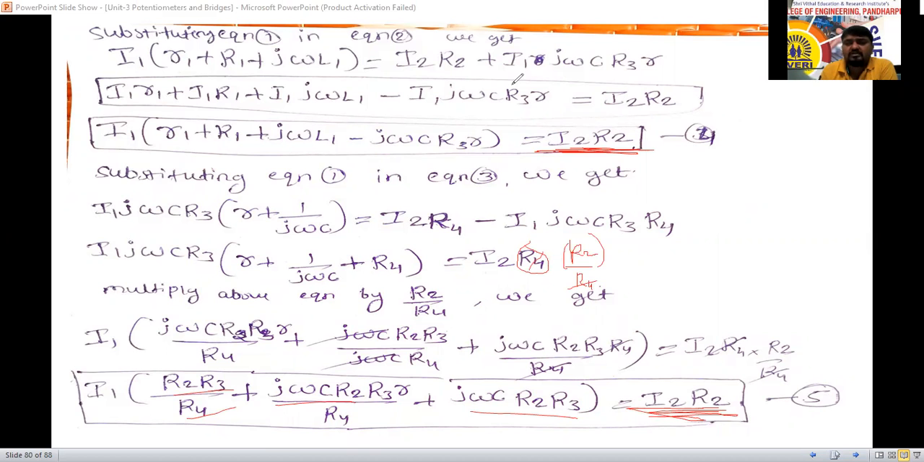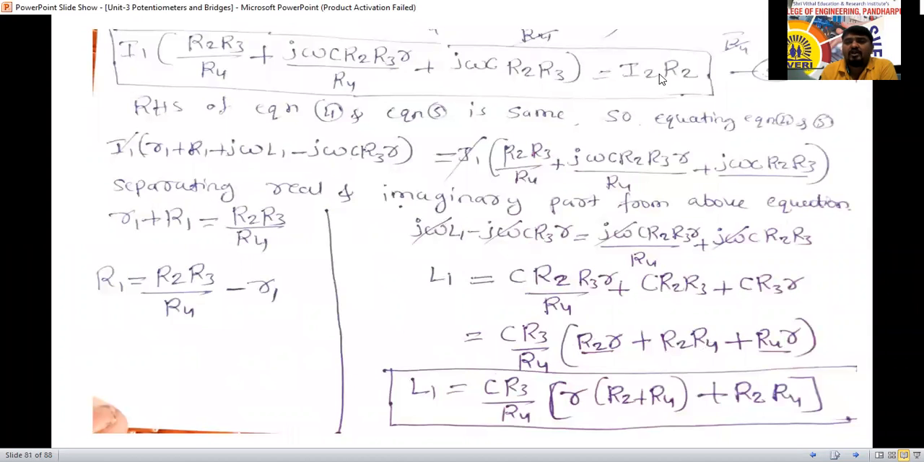Equating both the equations, what I will do? I will remove I2 R2 here now. LHS of both the equations I will equate here now. Here also I1 term is there. Here also I1 term is there. It will get cancelled. I1 gets cancelled. Now after cancelling that one, what I have to do?